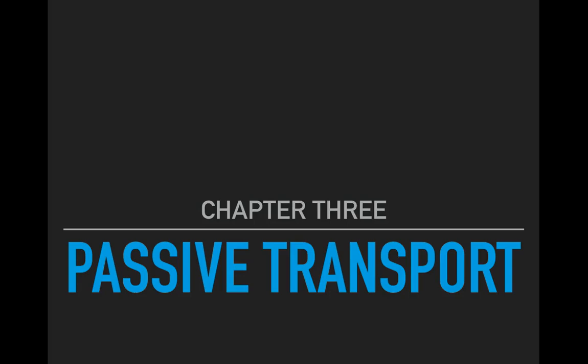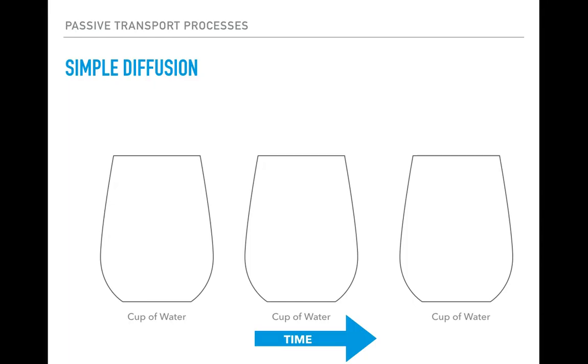The processes that we'll review here describe the manner in which many normal body processes work. Specifically, passive transport processes are those that occur within the body without the requirement of energy. The first process that we'll review is known as simple diffusion.